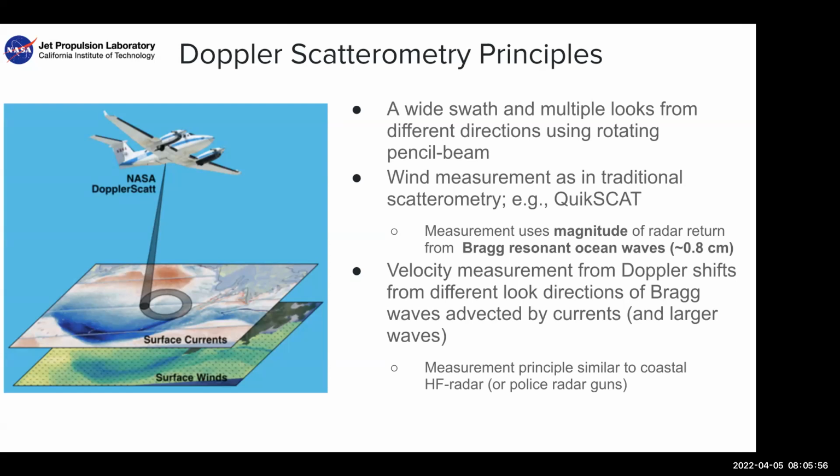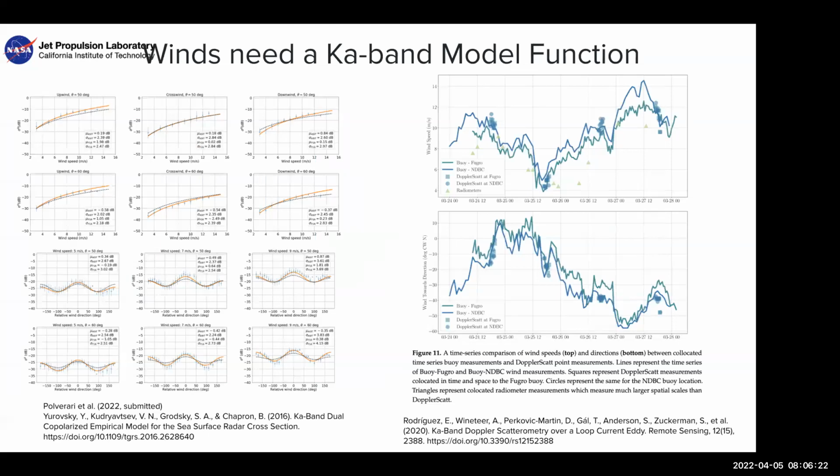One of the advantages that the scanning architecture, the pencil beam architecture, has is that you can get front and back looks at the same spot. And that allows you not only to get the speed, but it also allows you to get the full velocity, the two-dimensional velocity component, both for winds and for currents. So there is some magic that happens between the raw radar measurements and the physical measurements.